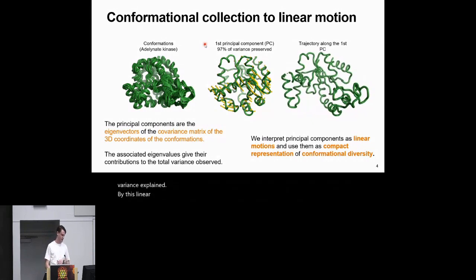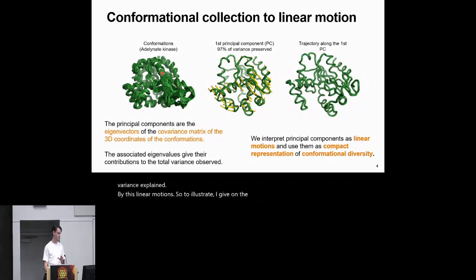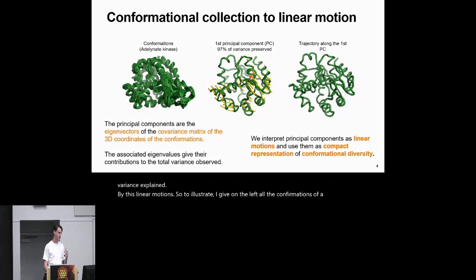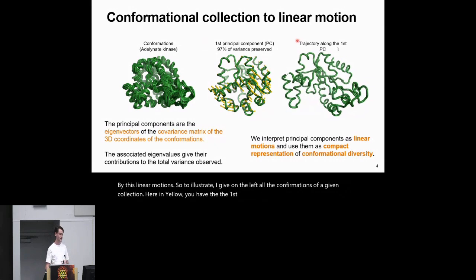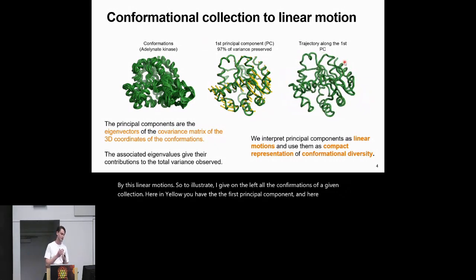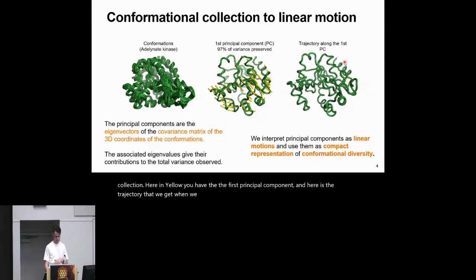So to illustrate, I give on the left all the conformations of a given collection. Here in yellow, you have the first principal component, and here is the trajectory that we get when we follow that yellow path.